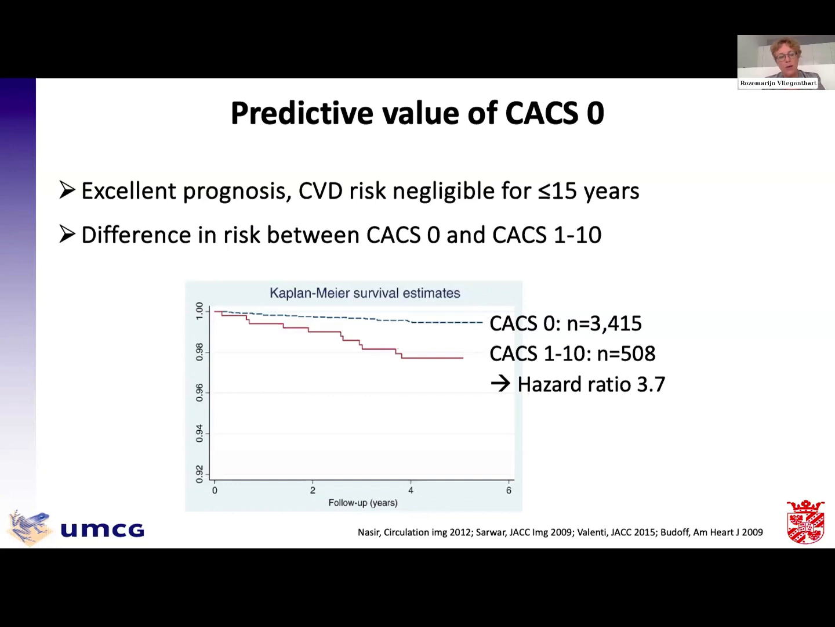And in this talk, I will not go into the potential role of calcium scoring in clinical patients with symptoms of coronary artery disease, but these are data merely on asymptomatic populations. And you see in this Kaplan-Meier curve that already there is a difference in the event rate and the event-free survival rate for those who have a calcium score of 1 to 10 compared to 0. So there's truly a power of a calcium score of 0.